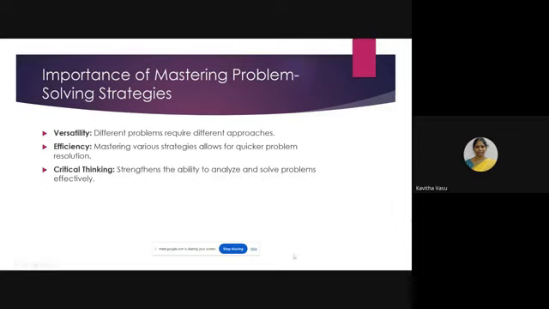Versatility means different problems require different strategies, so mastering a variety of approaches is beneficial. Efficiency means being adept at multiple strategies allows for quicker and more effective problem resolution. Critical thinking means how we are thinking, how our knowledge is applied to that problem. Regular practice of these strategies strengthens critical thinking skills, enhancing your ability to analyze and solve problems effectively.